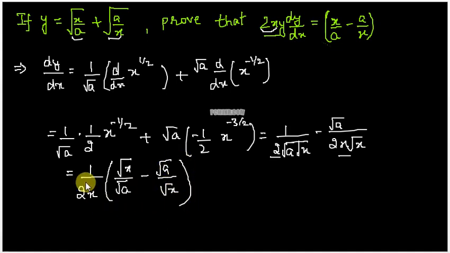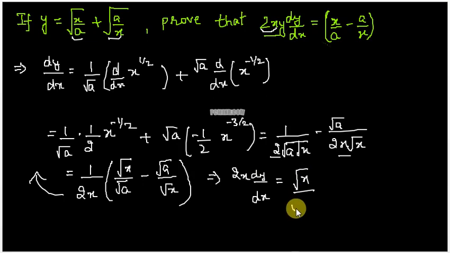Now this which I've taken out common, I'll take it to the left hand side. So what do we get? We get 2x times dy by dx is equal to root of x upon root of a minus root of a upon root of x. Now as is clear from this equation, on the right hand side we have x upon a minus a upon x. So the roots are gone. That means we need to do some squaring.